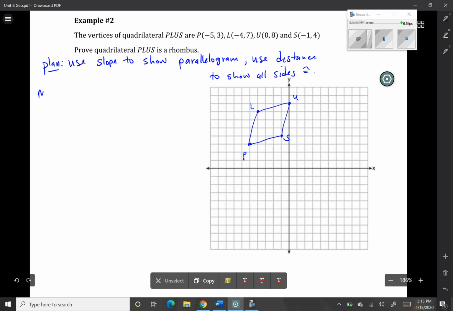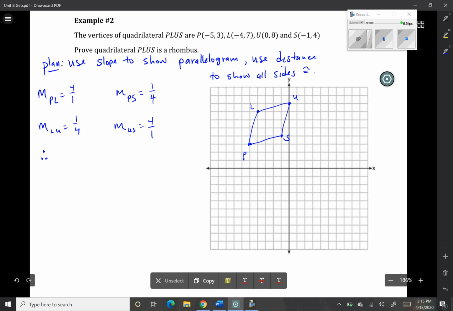So let's first find the slope of all four sides. The slope of PL is positive, so it's up 4 to the right 1. The slope of LU is up 1 to the right 4. The slope of PS is up 1 to the right 4. And the slope of US is up 4 to the right 1. So I can see those opposite sides have the same slope, therefore they're parallel.